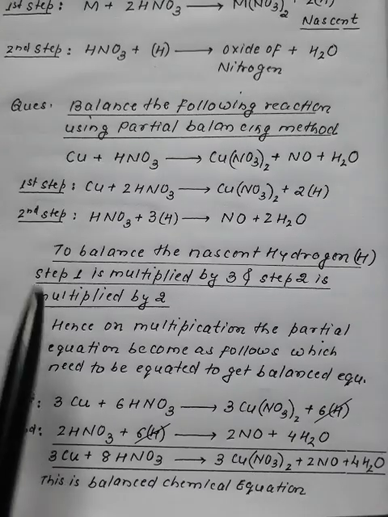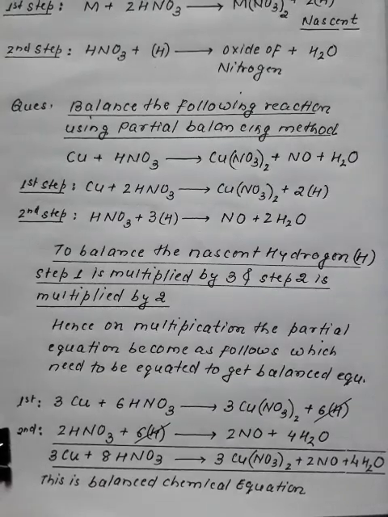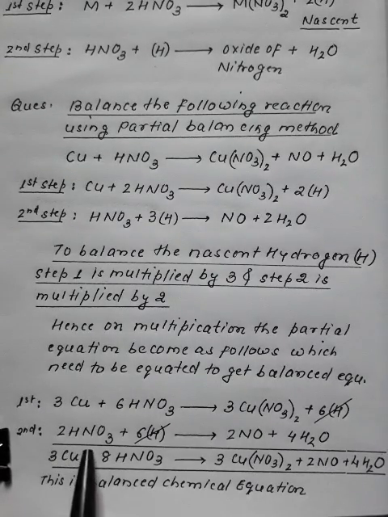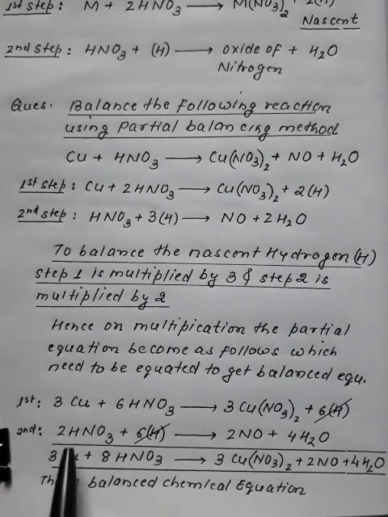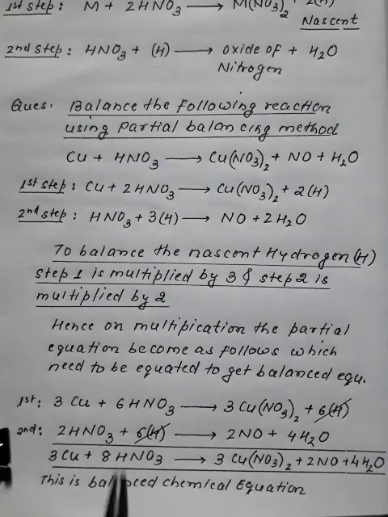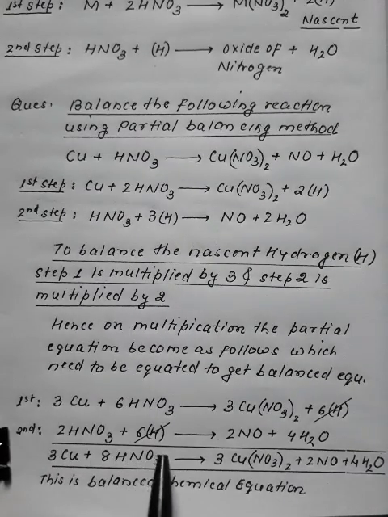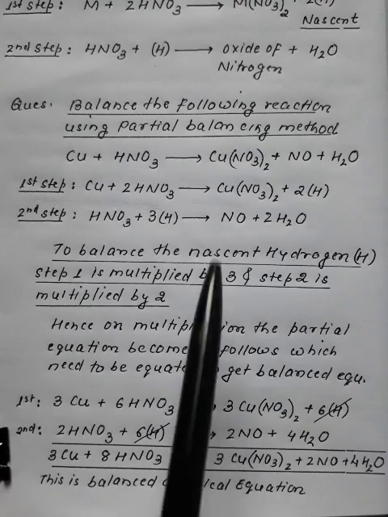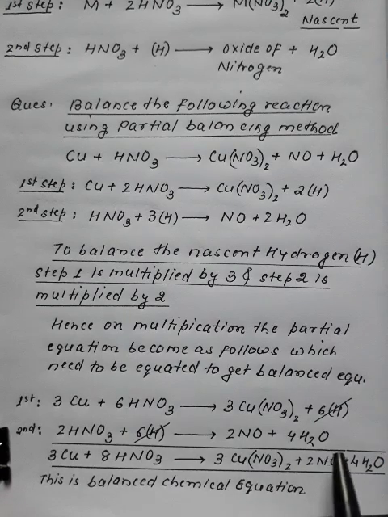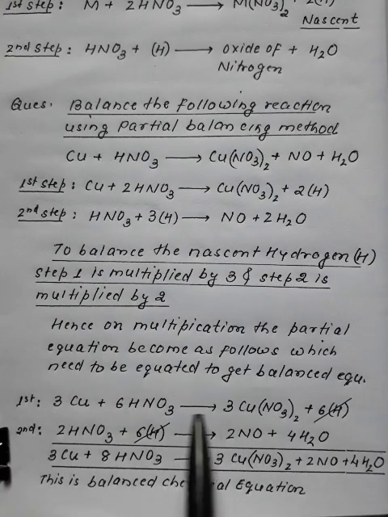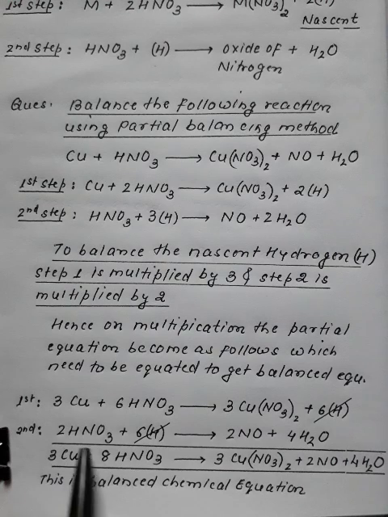And step number 2 has been multiplied by 2. So on multiplication it becomes 2HNO3, this is multiplied by 2. So 2HNO3, it is 3H, when multiplied by 3 it becomes 6H. So 2HNO3 plus 6H gives 2NO2 plus 4H2O. So step number 1 has been multiplied by 3, step number 2 has been multiplied by 2. After multiplication step number 1 becomes this, and step number 2 becomes this.